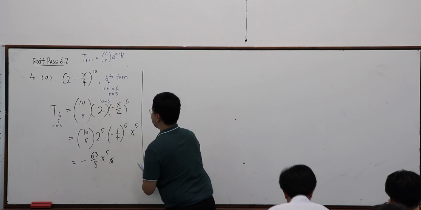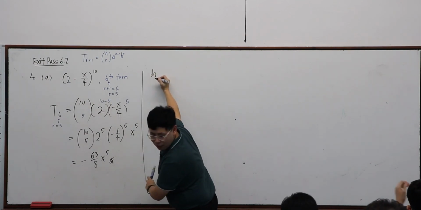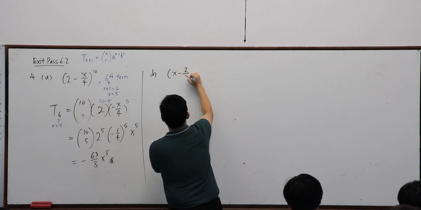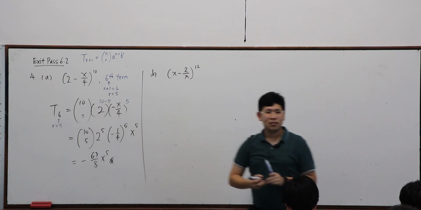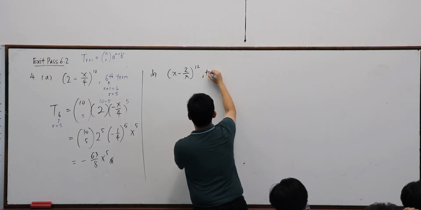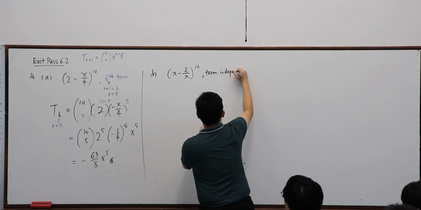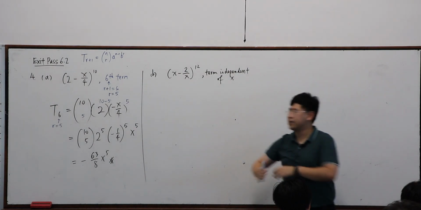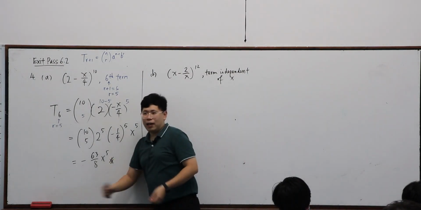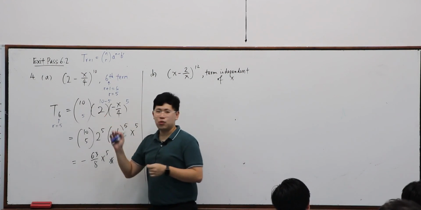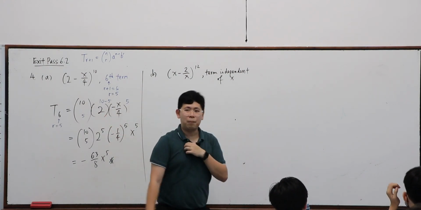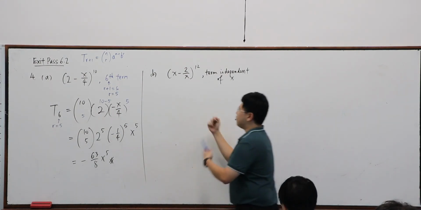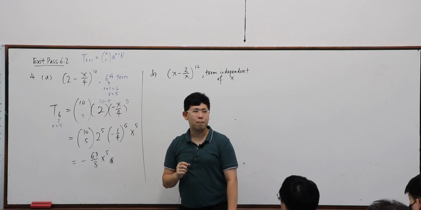Okay, for part B, we have another one. We have x minus 2 over x, to the power of 12, and we are looking for the term independent of x. So unlike part A where they tell you a specific term, where we just use the r to find it, for this one we need to do a bit more work because we don't know which term is independent of x. We are not sure, so we need to use the general term.